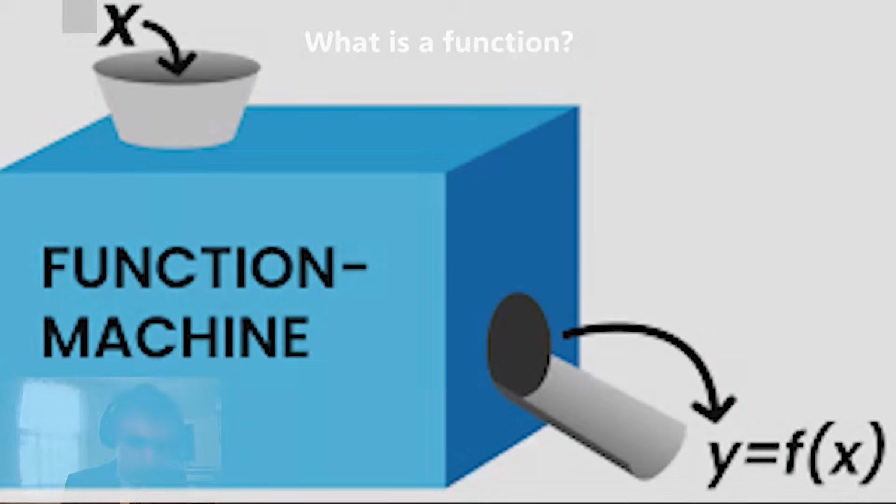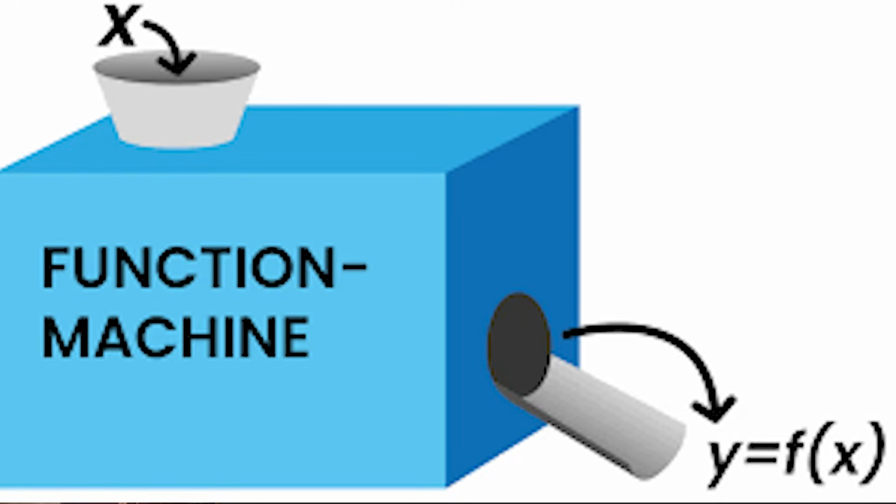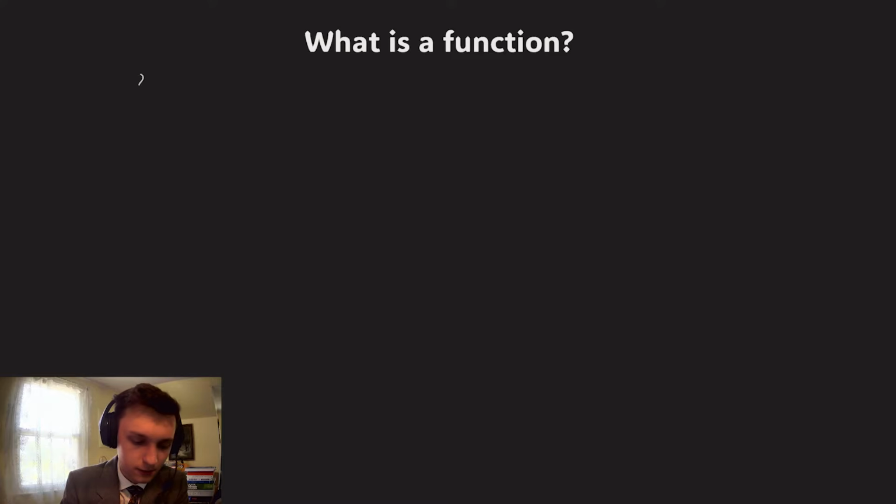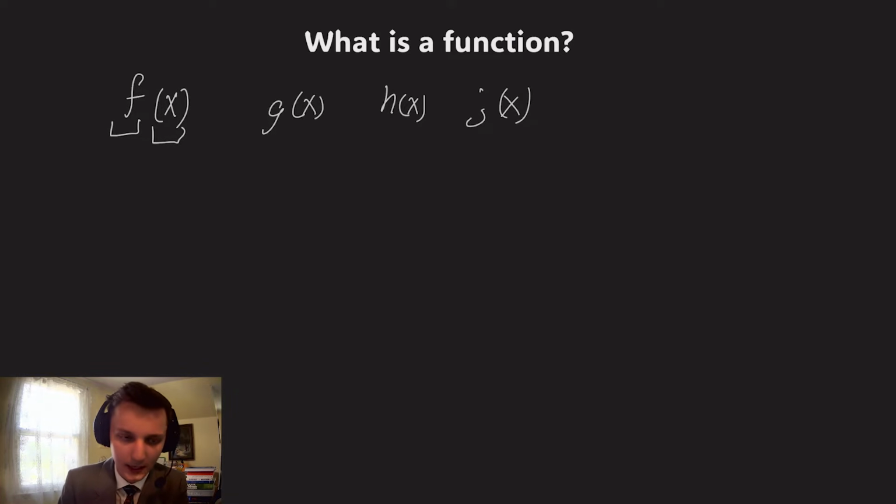So first and foremost, what is a function? Let's discuss this by first showing what a function looks like. A function is often represented as f of x. This is a function of x, okay? But it can be represented as any letter. It could be represented g of x, h of x, j of x, and so on and so forth.